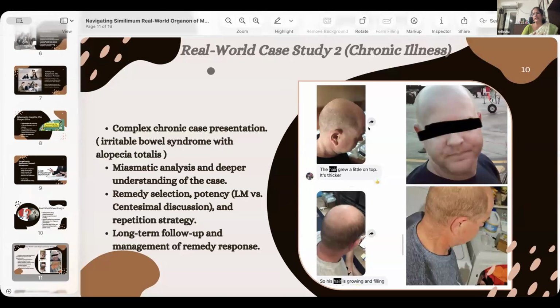This is a chronic illness case from my clinical desk. This is an alopecia totalis case where this male patient approached me. The beauty is that he didn't approach me for treating his scalp. He approached me for atopic dermatitis and irritable bowel syndrome. These are the symptoms he wanted to recover from through homeopathy.